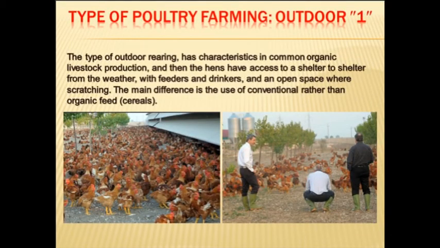Type of poultry farming: outdoor, number 1. The type of outdoor rearing has characteristics in common with organic livestock production. The hens have access to a shelter from the weather, with feeders and drinkers, and an open space where they can scratch. The main difference is the use of conventional feed rather than organic feed, cereals.